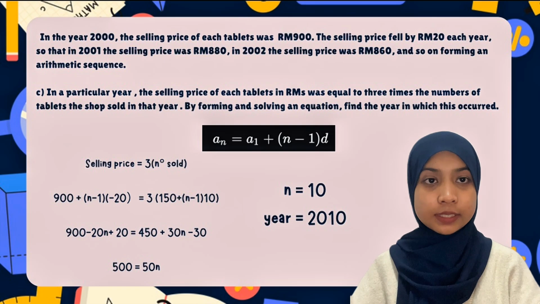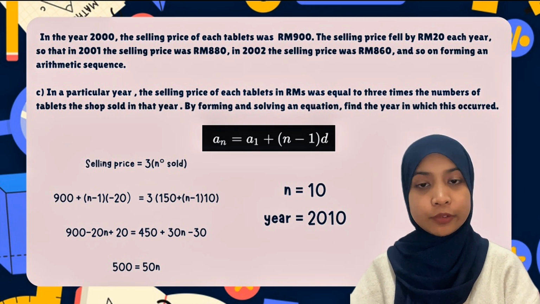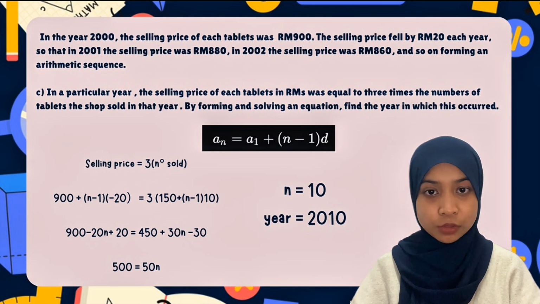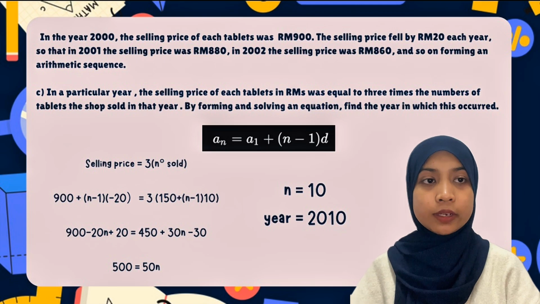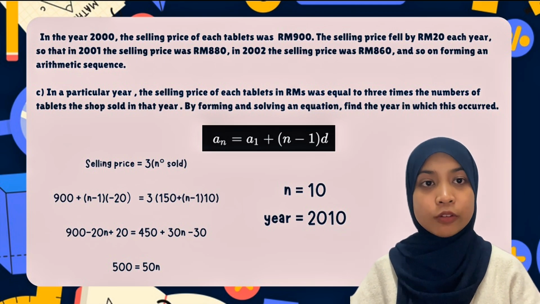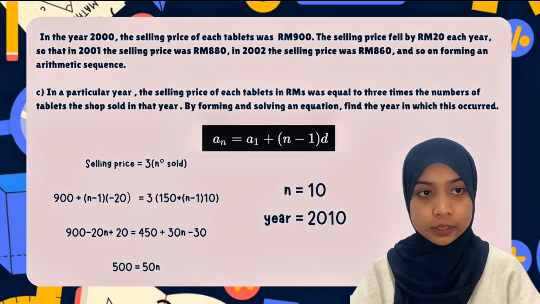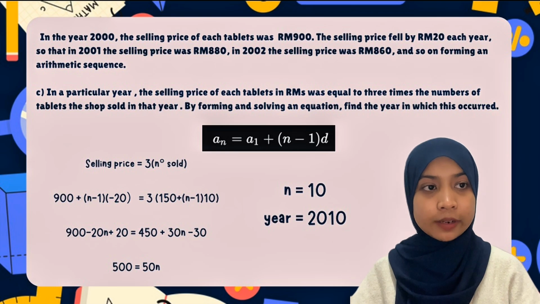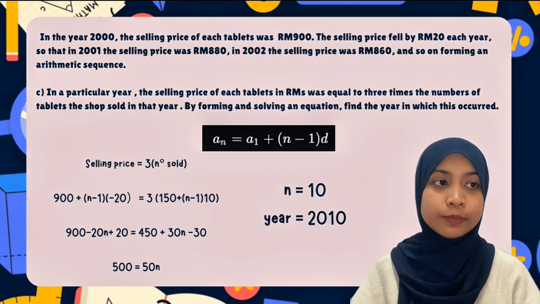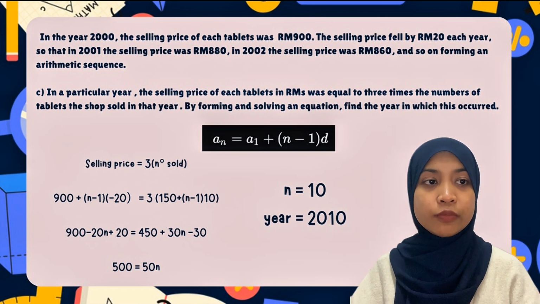And for the last question, C, in the year 2000, the selling price of each tablet was 900 ringgit, and the selling price fell by 20 ringgit each year, so that in 2001 the selling price was 880, in 2002 the selling price was 860, and so on, forming an arithmetic sequence. And the question is, in a particular year, the selling price of each tablet in RM was equal to 3 times the number of tablets the shop sold in that year. By forming and solving an equation, find the year in which this occurred.